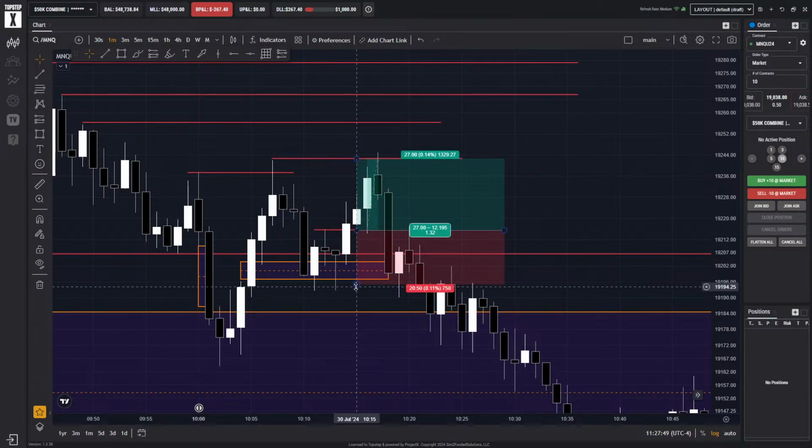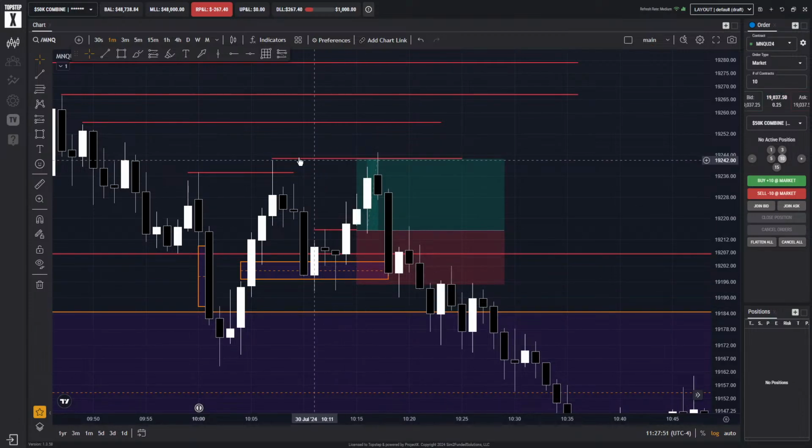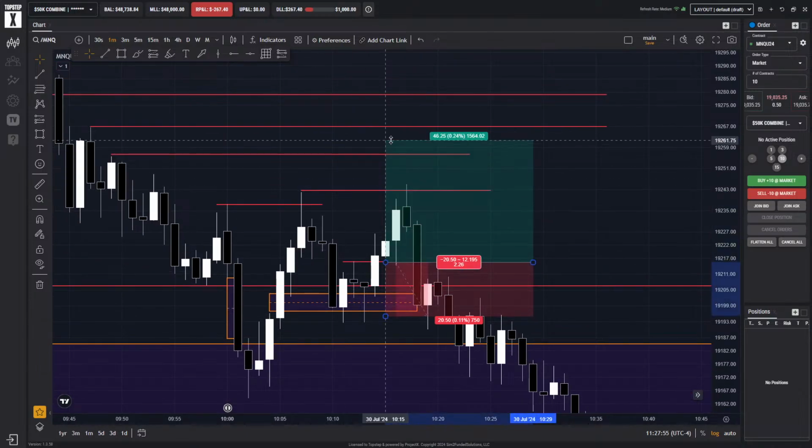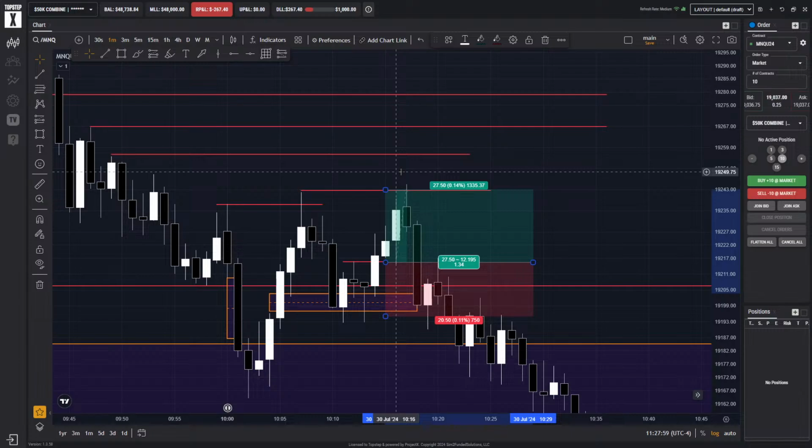I put stop loss below this low, and I'm targeting this high. This is a guaranteed tap, for sure. And then I had extensions on the leg up to these guys. So what happened? Despite this one getting tapped, I didn't close.